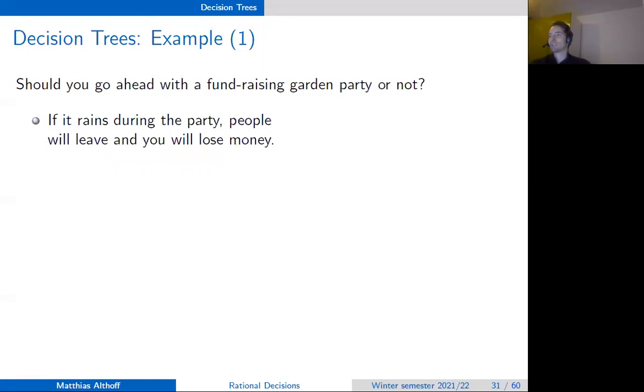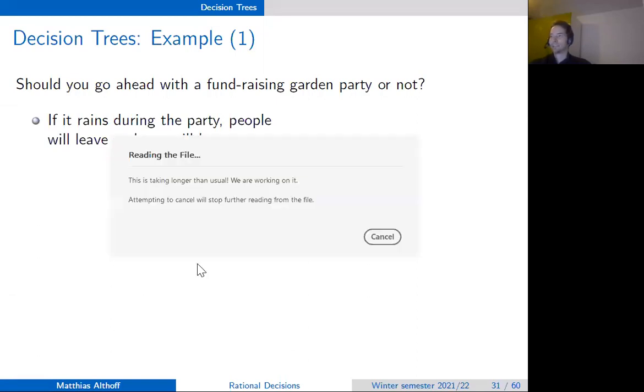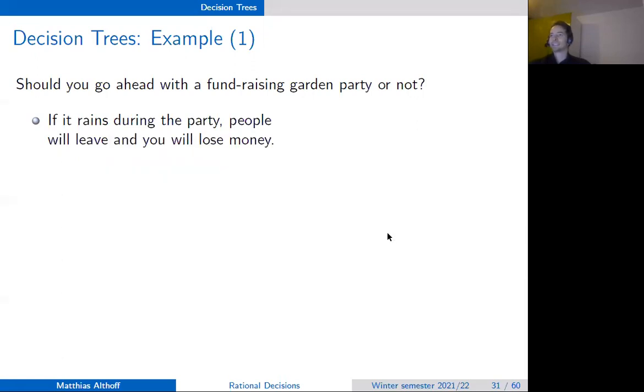Let's say after you studied computer science, you became rather wealthy, and now you want to share this wealth. You know a lot of people of influence, and you want to organize a garden party for fun, or a fundraising garden party. Of course, you always have the risk that it rains and the people will not show up, and you will lose money for organizing the party, but not do any fundraising for a good cause.